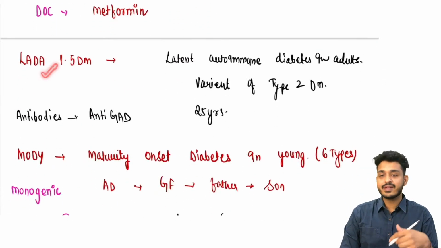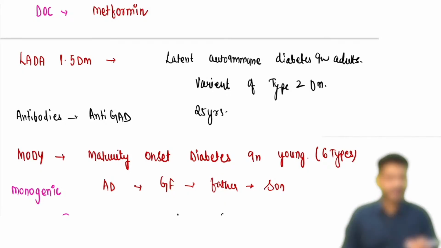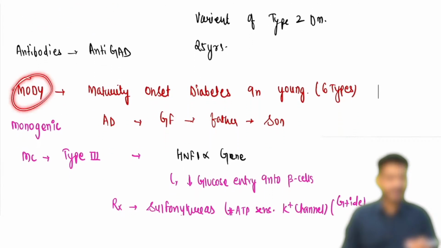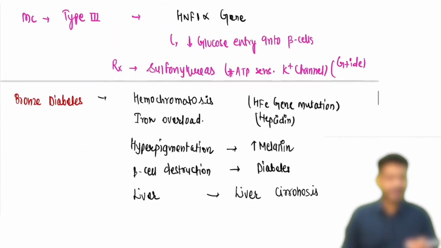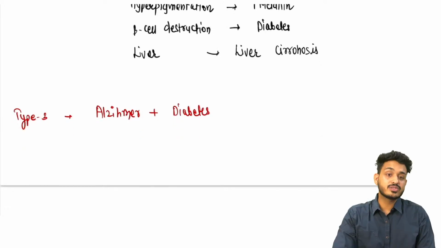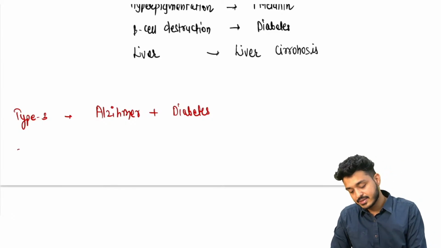LADA, you will be having latent autoimmune diabetes in adults, and this is going to be due to antibodies, right? And what about this MODY? This is going to be maturity onset diabetes of the young, right? This is going to be the MODY. And bronze diabetes, you understand, we are having type 3 diabetes. We can also have GDM, gestational diabetes mellitus. So GDM, you will be having GDM.